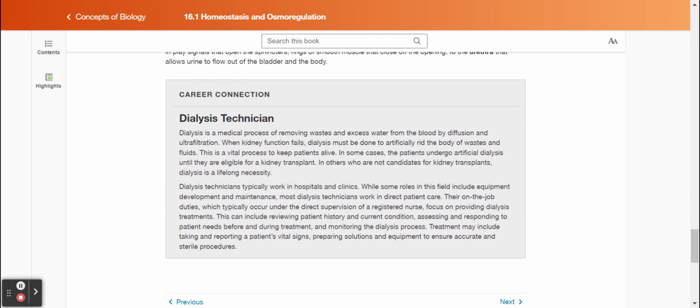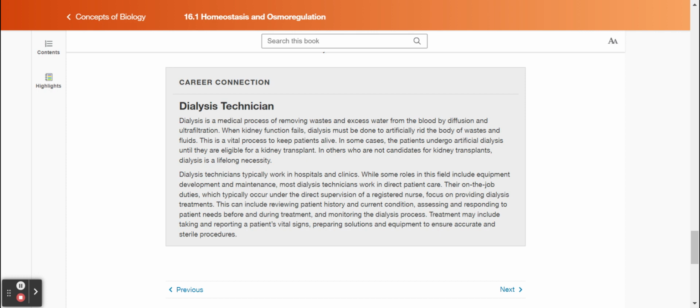Career connection, dialysis technician. Dialysis is a medical process of removing waste and excess water from the blood by diffusion and ultrafiltration. When kidney function fails, dialysis must be done artificially to rid the body of waste and fluids. This is a vital process to keep patients alive. In some cases, the patients undergo artificial dialysis until they are eligible for a kidney transplant. In others who are not candidates for kidney transplants, dialysis is a lifelong necessity.